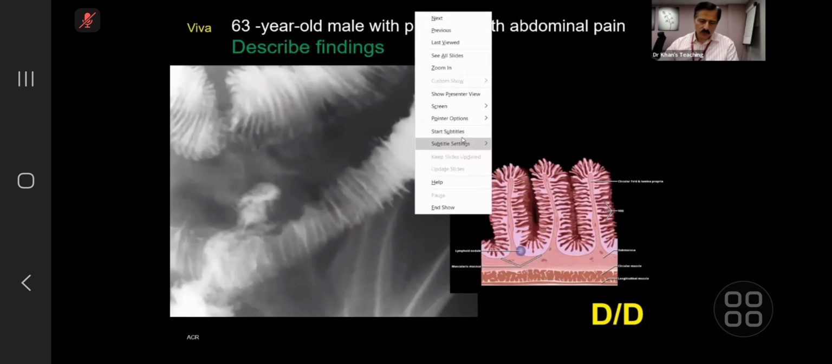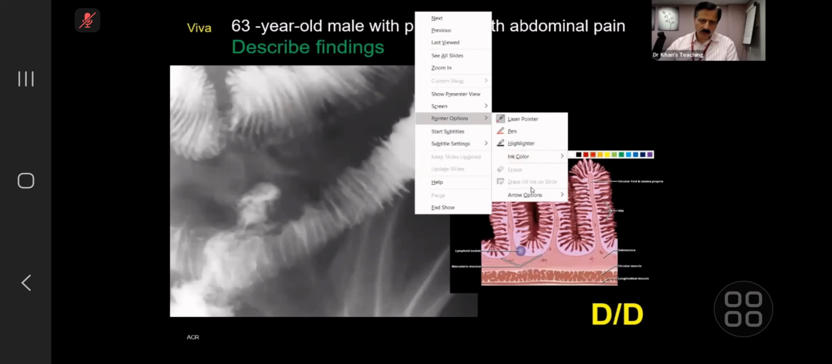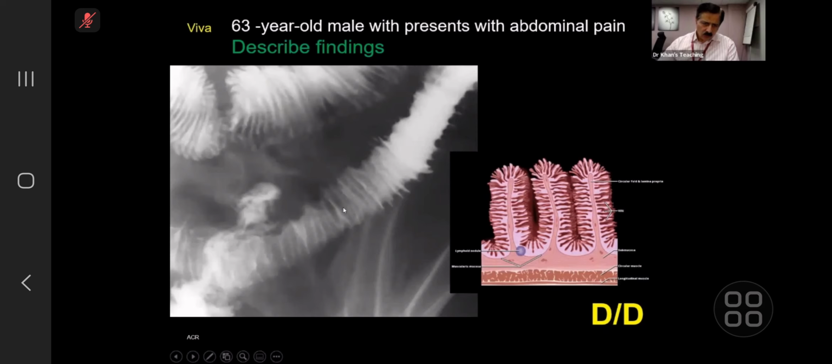So I will change to the arrow to be able to show it to you clearly. Now this shelf here is the thickened fold, and this one is another one. So the spike of barium which is in between, you can see that it is narrowed. So the thickness of the fold has increased.